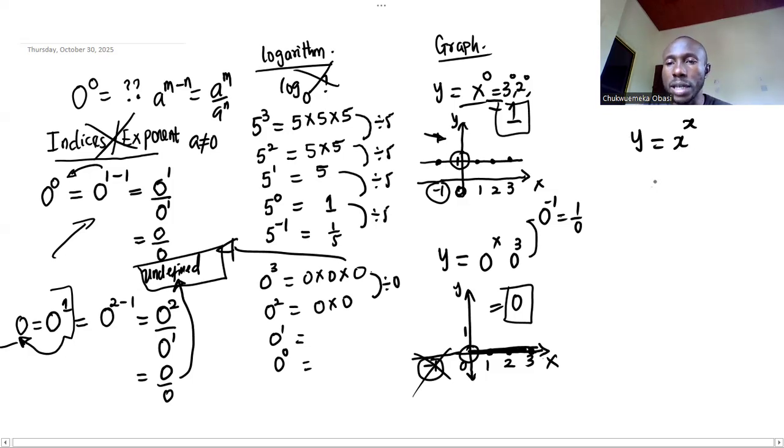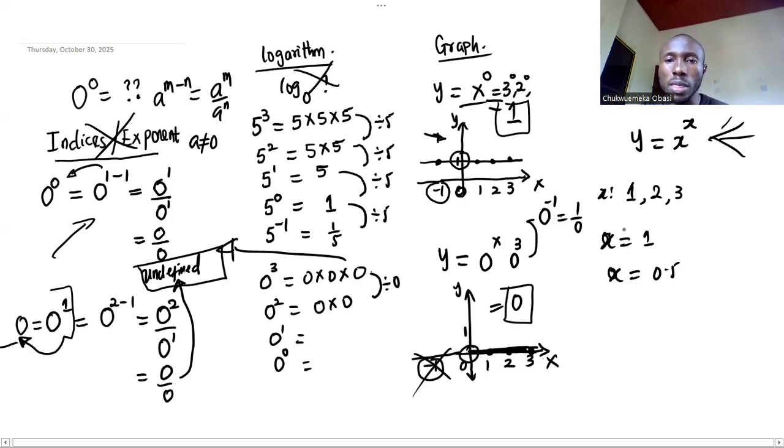So what are we going to get? When x is 1, we're going to have 1 to the power 1, which is 1. When x is 2, we're going to have 2 to the power 2, which is 4. So if you continue in that order, this is going to diverge. But let us make it smaller. So let's say when x is 1, when x is maybe 0.5, let's just keep going in that order and let's see what we're going to get.